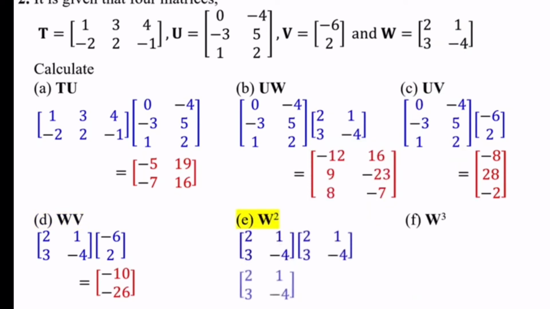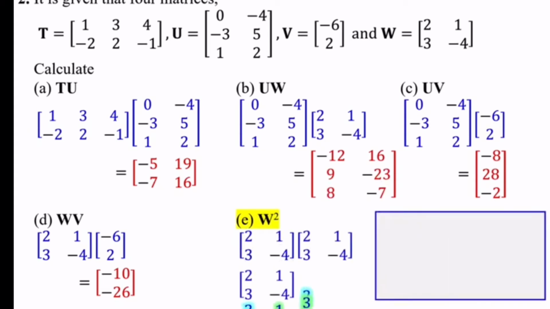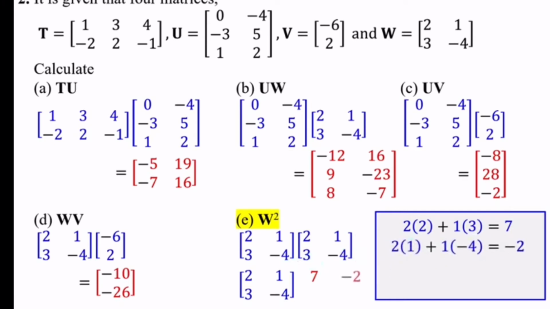Okay, so I'm sure you know how to do this. You will take [2, 1; 3, -4] times [2, 1; 3, -4], and you do it carefully. I'm sure you can get the answer. You get 7 for the first element. If you multiply carefully, negative 2 for the next one. And always use a highlighter, negative 6.